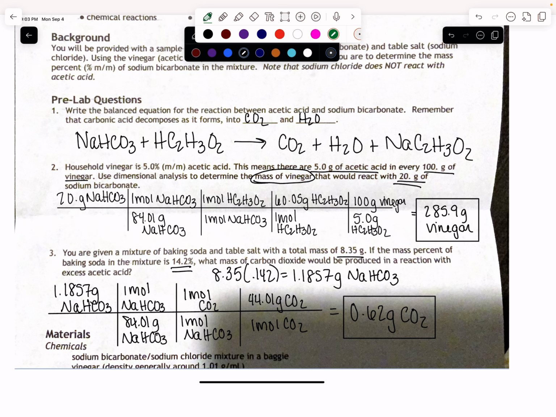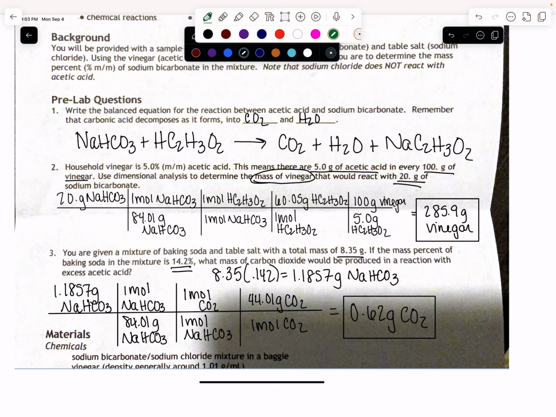Then number 2 says household vinegar is 5% acetic acid, which means there are 5 grams of acetic acid in every 100 grams of vinegar. That's an important piece. You'll need that for your dimensional analysis. It says use DA to determine the mass of the vinegar that would react if you had 20 grams of sodium bicarbonate. You don't know if you have 20 grams of sodium bicarbonate. You don't know how much sodium bicarbonate you have. However, this is the math that you're going to use in order to determine how much vinegar you're going to need to react with your baggie.